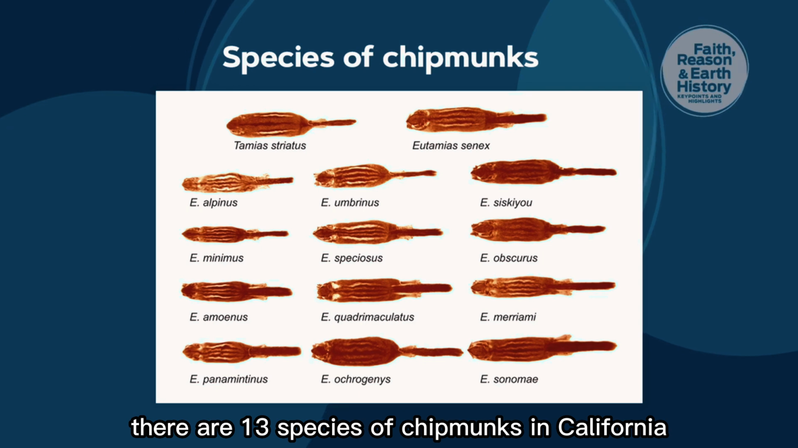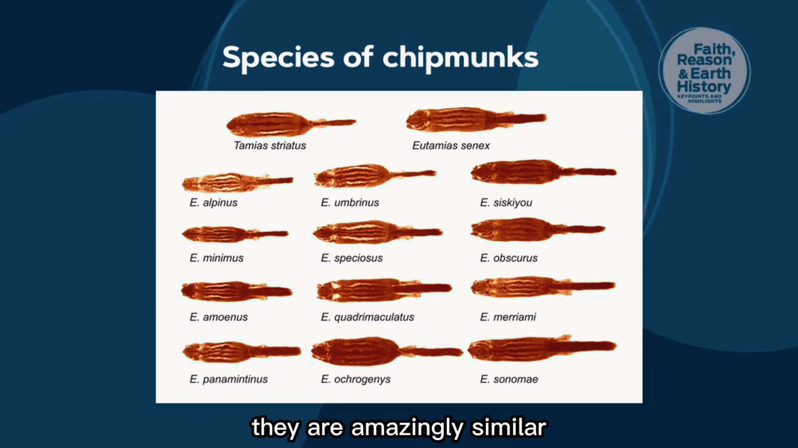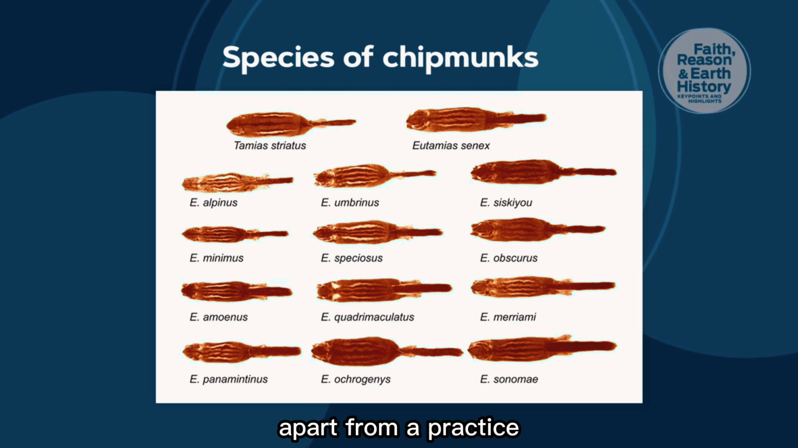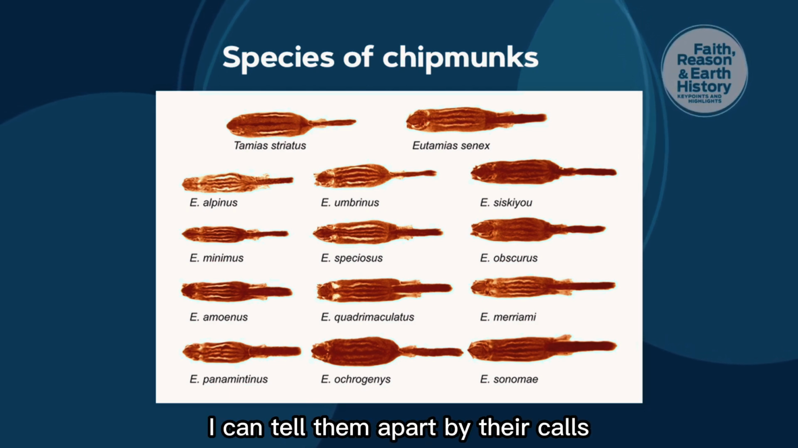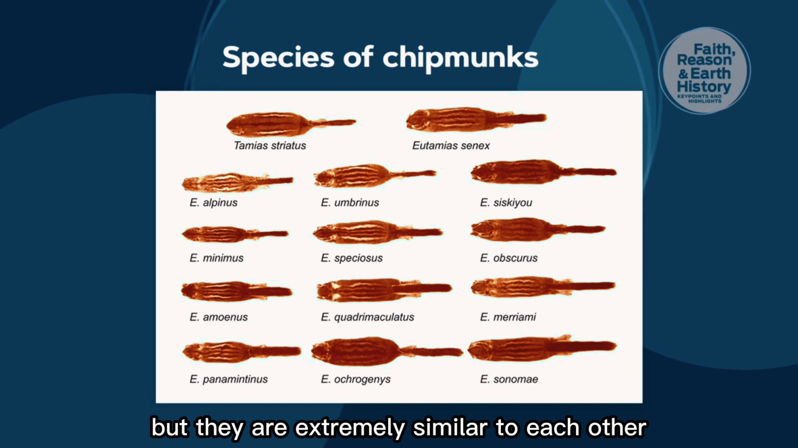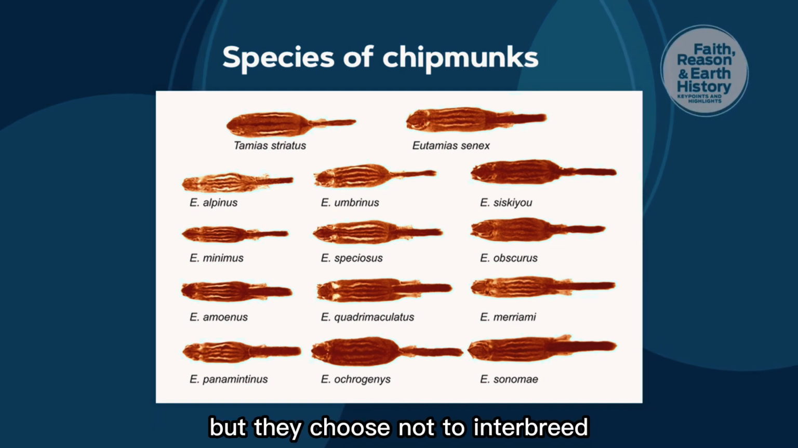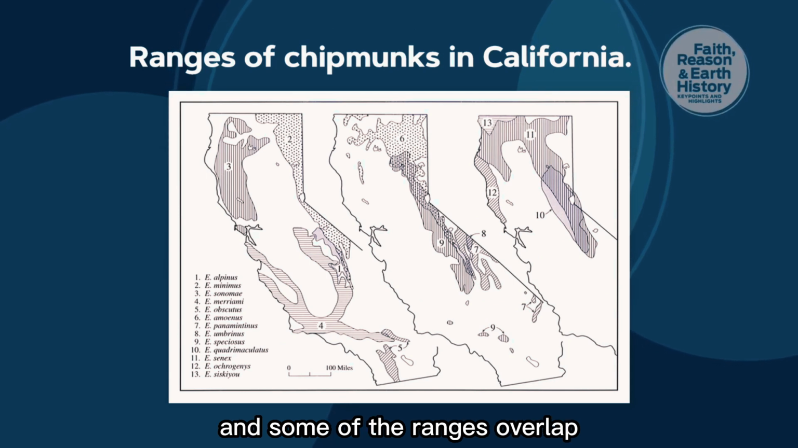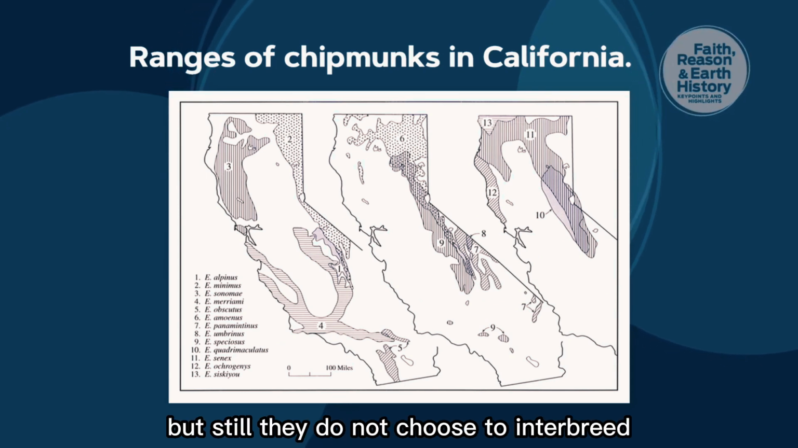There are 13 species of chipmunks in California. They are amazingly similar, and yet you can tell them apart. They know each other apart. From practice, I can tell them apart by their calls, but they are extremely similar to each other. But they choose not to interbreed. They each have their range, and some of the ranges overlap, but still they do not choose to interbreed.